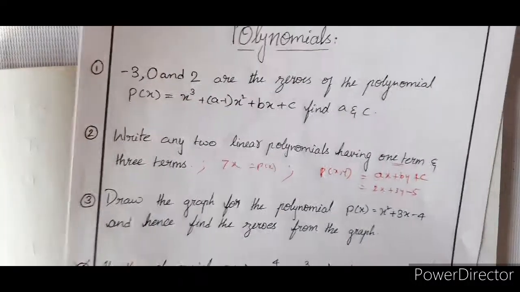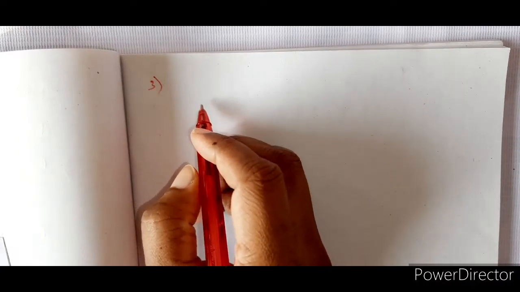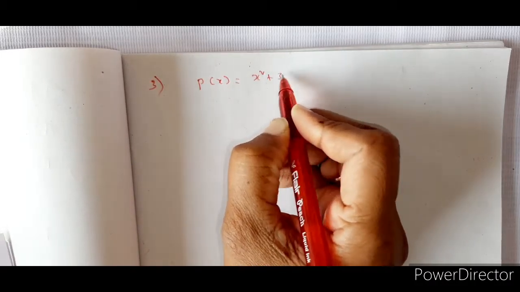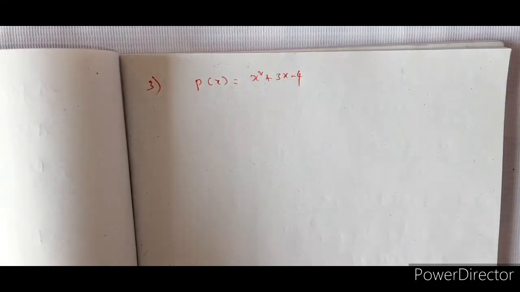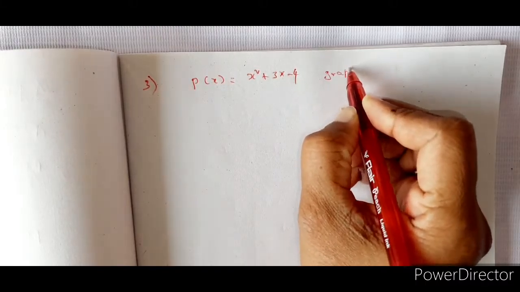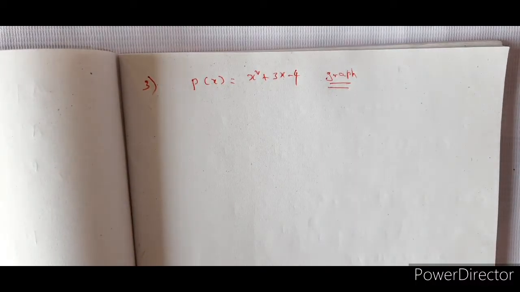So now let's solve the problem. I will explain in detail. Please watch it clearly, carefully. Draw the graph of the polynomial. What is the polynomial given to me? X square plus 3x minus 4. Okay, and then hence find the zeros from the graph. This is a graph related problem. Also remember one more thing: whether or not they ask to find zeros from the graph, if it is a graph problem, sometimes they only say draw a graph. Don't just leave it at the graph; find the zeros also, so that you will not lose marks. That means the chances of losing marks will be 0.